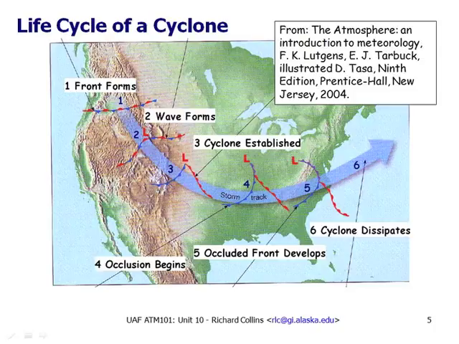A cyclone starts at a stationary front where a warm air mass and a cold air mass come together and don't move much.